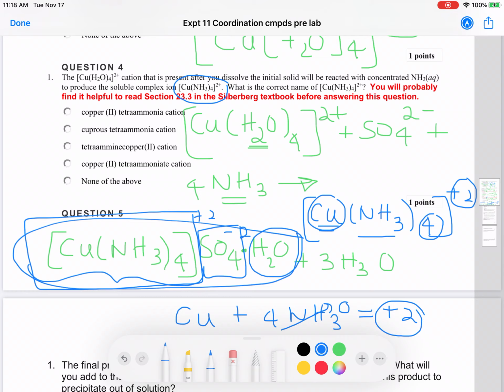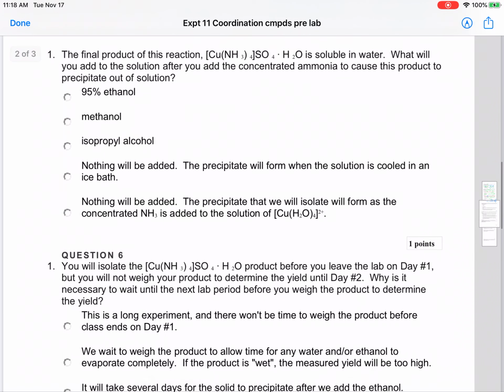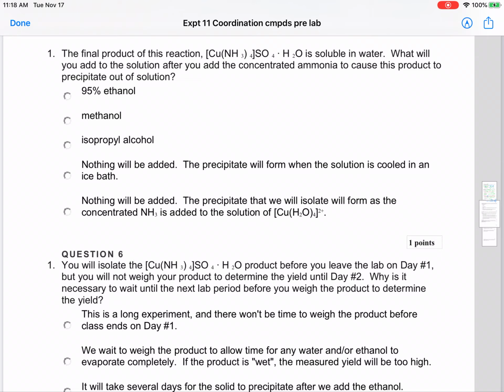So we have to indicate in our name what is the charge of the cation. So that is going to be tetraamine copper 2 cation. Tetraamine copper 2 cation. Okay, so that is going to be the name of that compound.